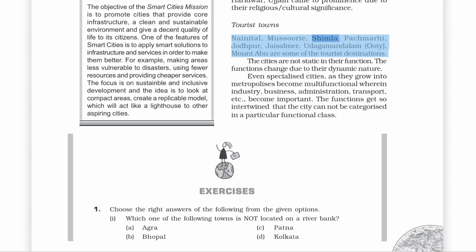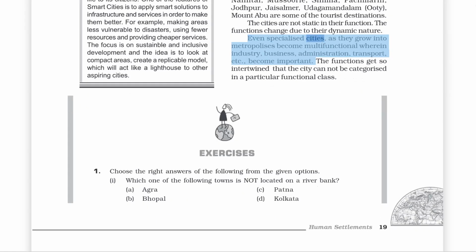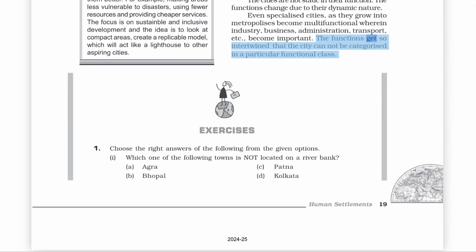Nainital, Mussoorie, Shimla, Pachmarhi, Jodhpur, Jaisalmer, Udagamandalam, Ooty, Mount Abu are some of the tourist destinations. The cities are not static in their function. The functions change due to their dynamic nature. Even specialized cities, as they grow into metropolises, become multifunctional, wherein industry, business, administration, transport, etc. become important. The functions get so intertwined that the city cannot be categorized in a particular functional class.